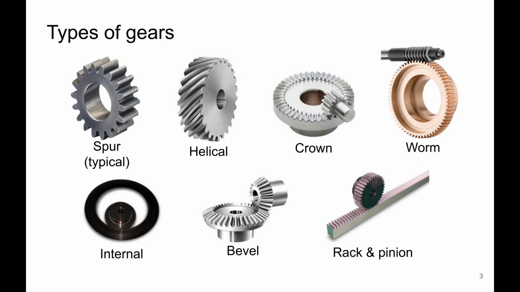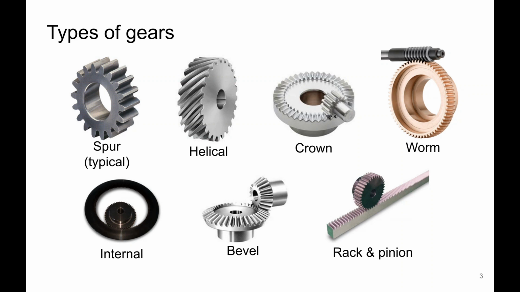Bevel gears are similar to the crown gear, except that both gears that are part of the bevel gear arrangement actually have a bevel. Like the crown gear, they are able to change the direction of the torque, except that with bevel gears it does not have to be 90 degrees. It really depends on the bevel angle, and therefore it can change it to different angles depending on the bevel. The last type of gear is a rack and pinion gear.